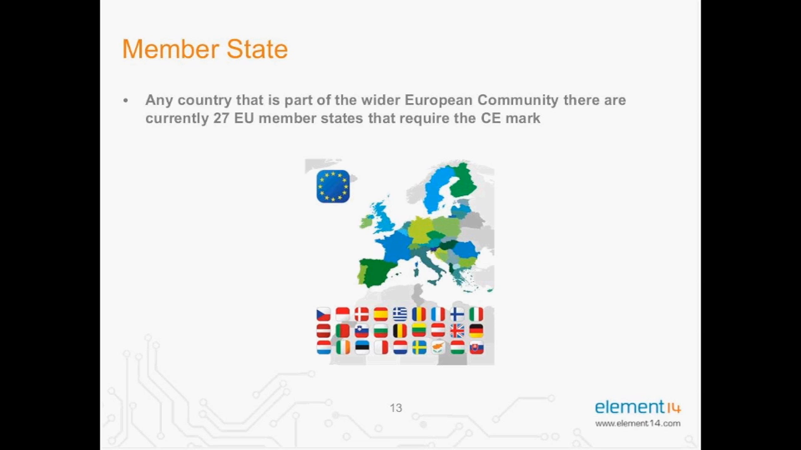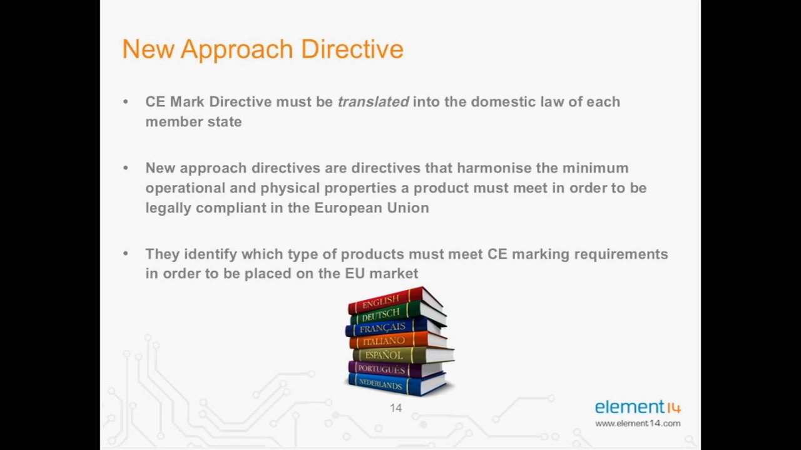A member state is simply any country that is part of the wider European community. Currently there are 27 EU member states to which the CE marking is applicable.